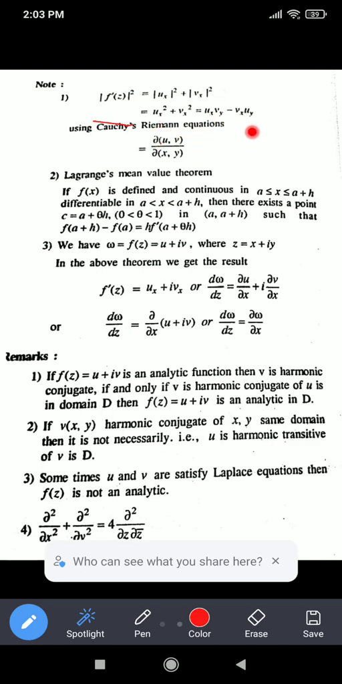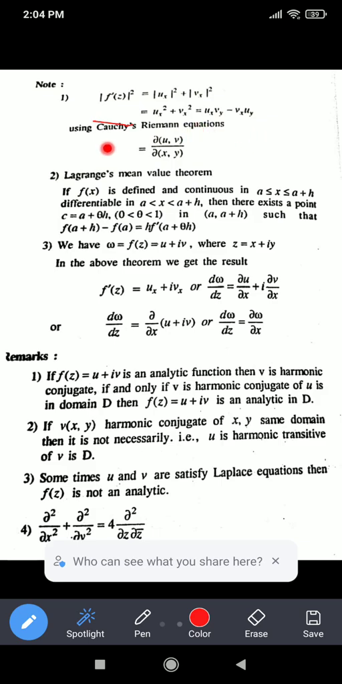Similarly, vx can be written as dou v by dou x and uy is dou u by dou y. By the CR equation, dou u by dou y is equal to minus dou v by dou x. So here minus into minus is plus. So dou v by dou x into dou v by dou x is dou v by dou x whole square. So that is equal to ux into vy minus vx into uy.